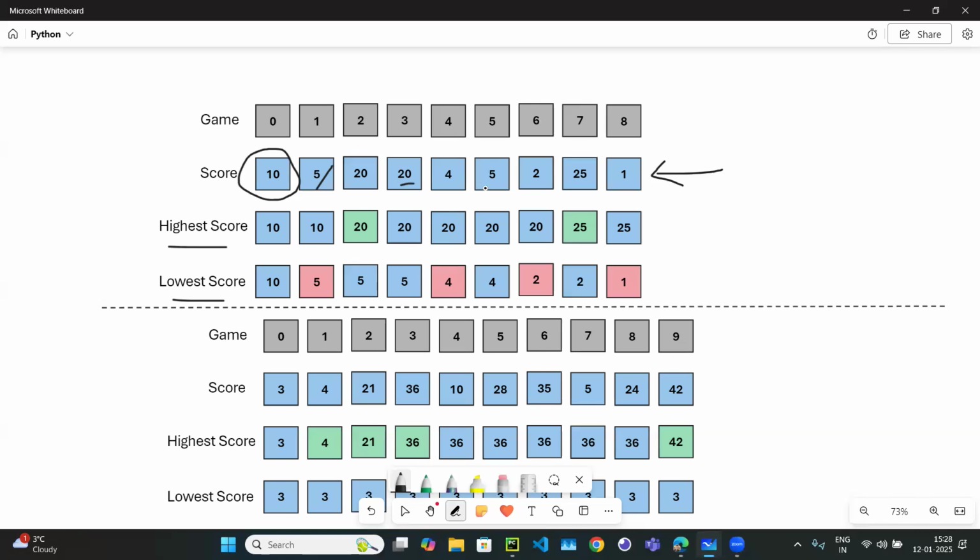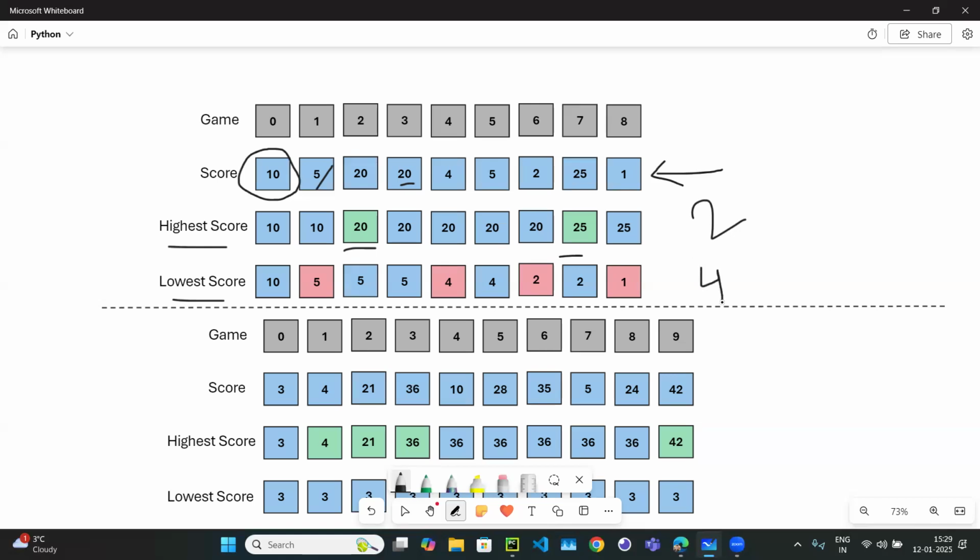Then 5. Did she break her highest score? No. Did she break her lowest score? No. Then 2: highest score, no. Lowest score, yes. Then 25: highest score, yes. Lowest score, no. Then 1: highest score, no. Lowest score, yes. So how many times did she break the highest score? Here and here, so a total of 2 times. How many times did she break the lowest score? 1, 2, 3, 4. So a total of 4 times.